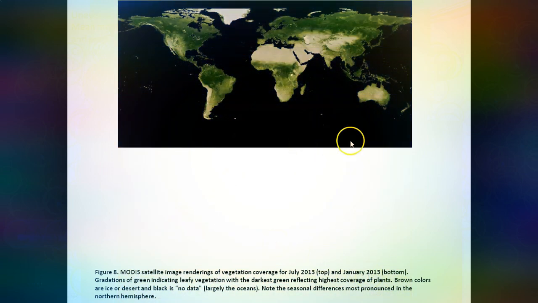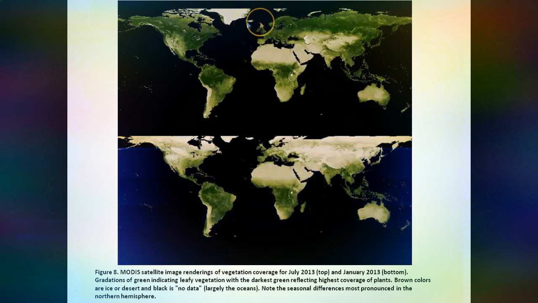Now this is figure number 8. There are two parts. The top figure shows data for July 2013 and the bottom figure shows data for January 2013. So we can see that vegetation in the northern hemisphere during July 2013 is different from January 2013.